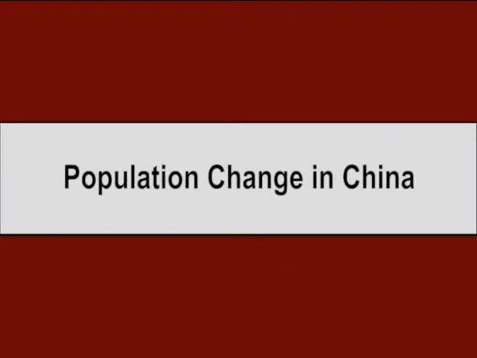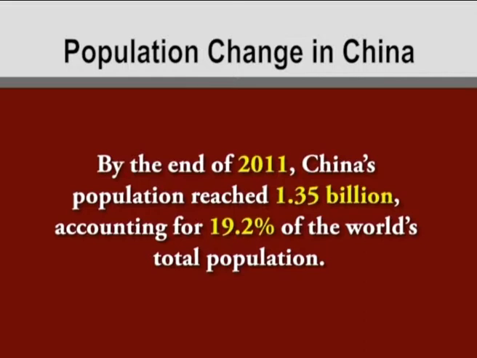Population change in China. At present, China is still the most populous country in the world. By the end of 2011, China's population reached 1.35 billion, accounting for 19.2% of the world's total population.